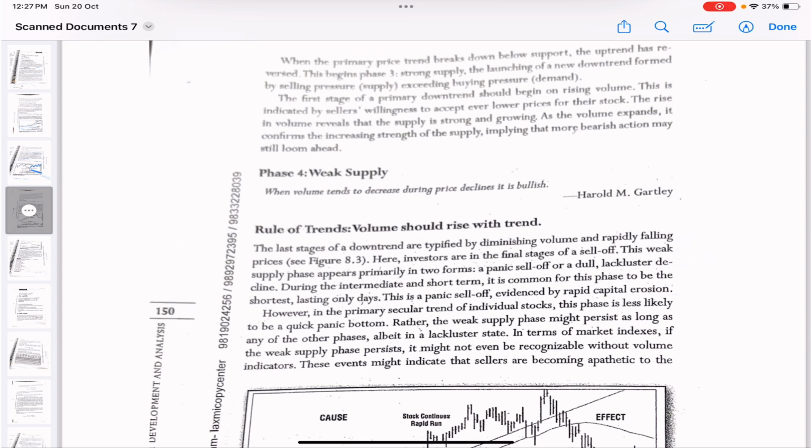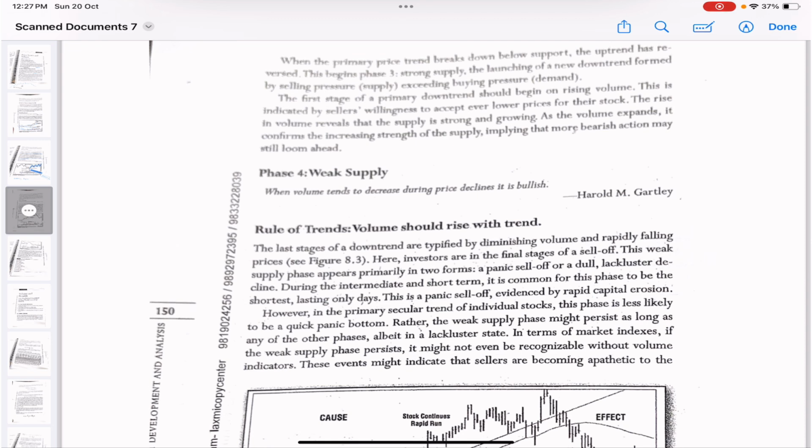When a downtrend starts, what does that mean? It just means that the selling pressure is more than the buying pressure. Simple. The first stage of a primary downtrend should begin on rising volume. This is indicated by sellers' willingness to accept ever lower prices for their stocks. The rise in volume reveals that the supply is strong and it's growing. As the volume expands, it confirms the increasing strength of the supply, implying that more bearish actions might happen sooner.